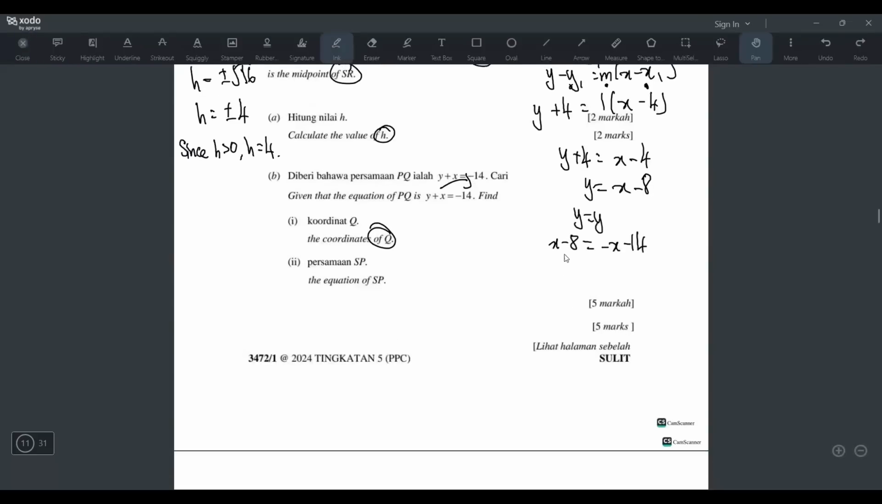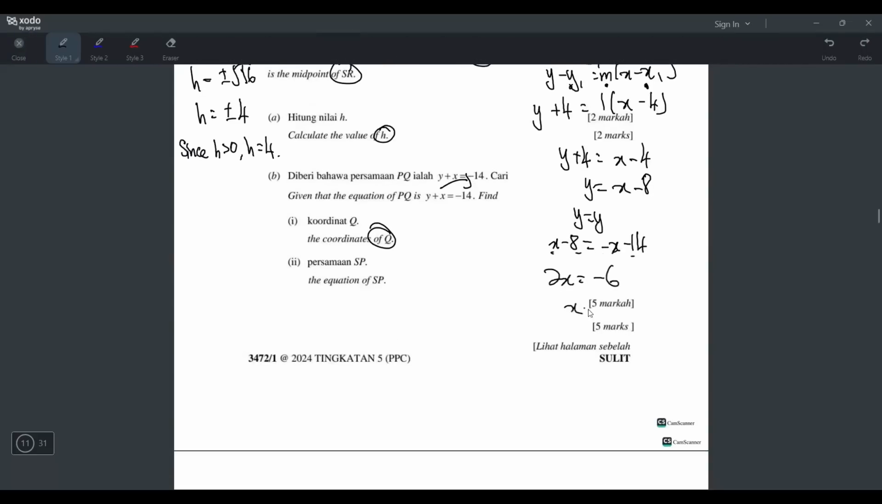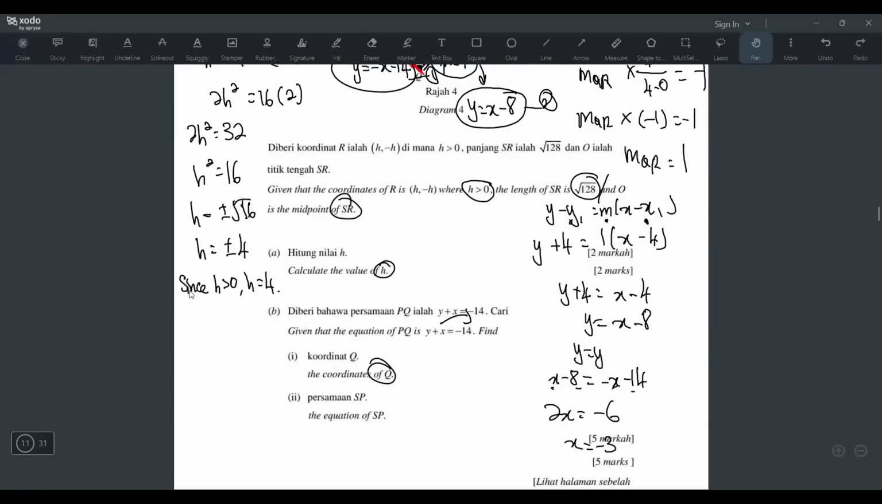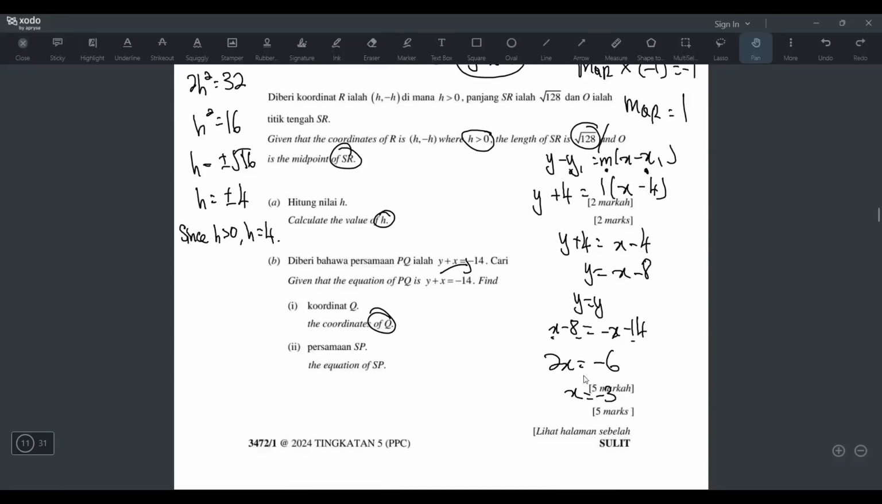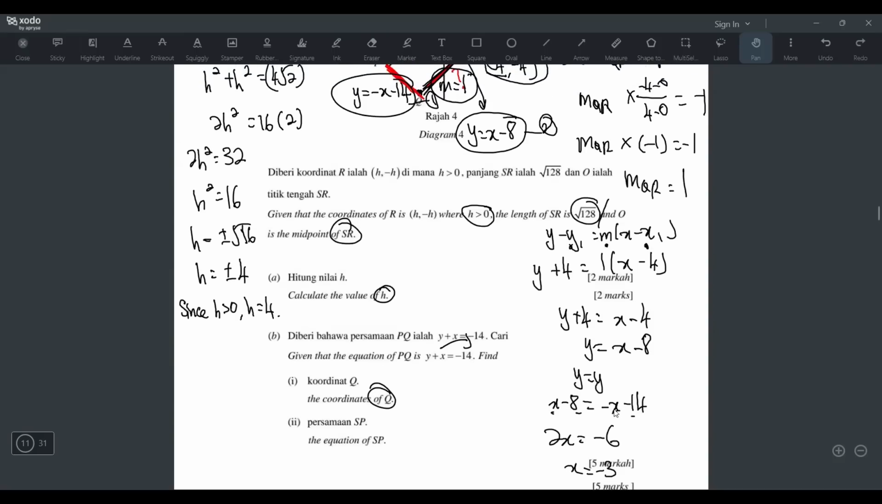Now we can find x. x plus x is 2x, -14 plus 8 is -6, so x equals -3. But still not done. I still have to find the y coordinate, because they want point Q, and a point must have x and y. So you have found x, but how do you find y? You substitute back into any one of these equations. Both equations can be used, because both lines pass through point Q.